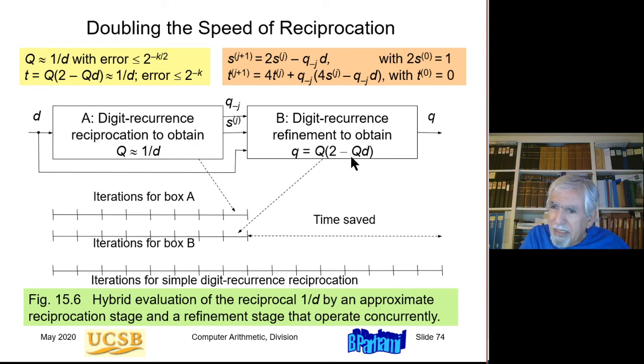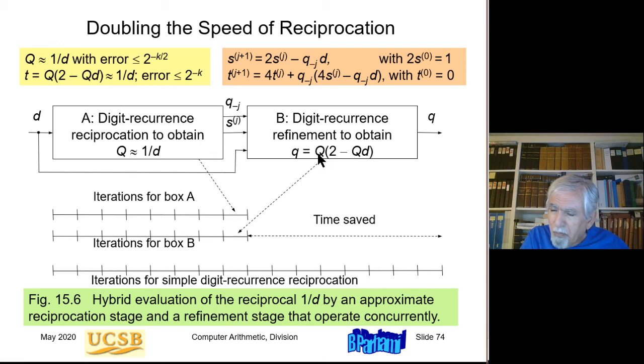And then the second stage of the circuit basically refines that approximate value of the reciprocal to give you a full precision reciprocal with double the precision. So this has k over 2 bits of precision. This has k bits of precision. And that is done based on using this equation.